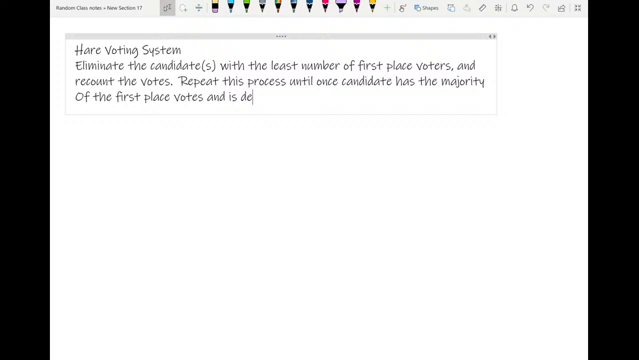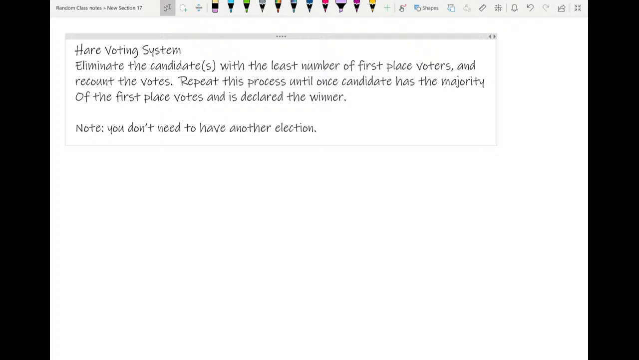And is declared the winner. Note, you don't need to have another election. You just save all the information from the first election, and that's how you do it. So it's kind of like an elimination process. So let's look at that.